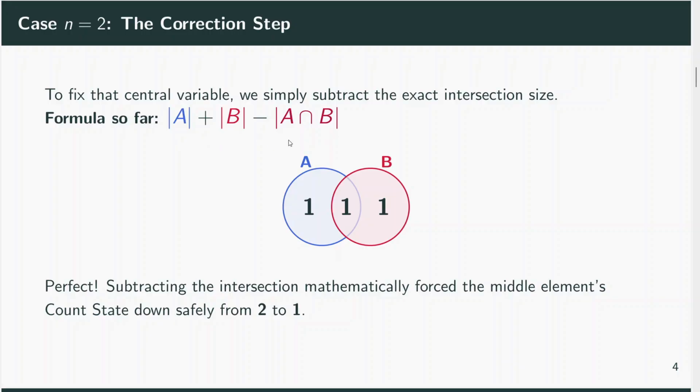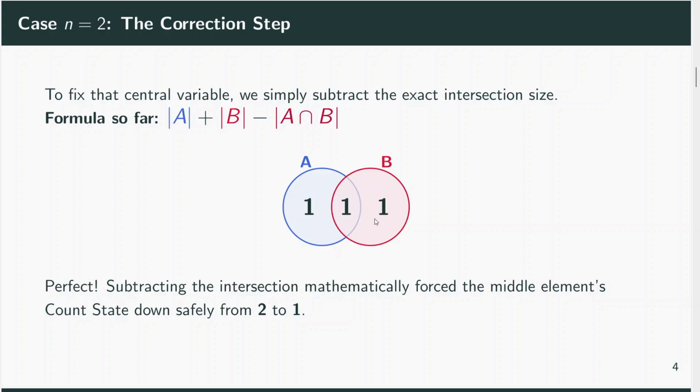Let us trace what this does to each region. The elements that live only in A, they are still at count state 1. Subtracting the intersection does not touch them, because they were never in the intersection to begin with. They remain at 1. Good. The elements that live only in B, same story. They are still at count state 1. The subtraction does not affect them either.